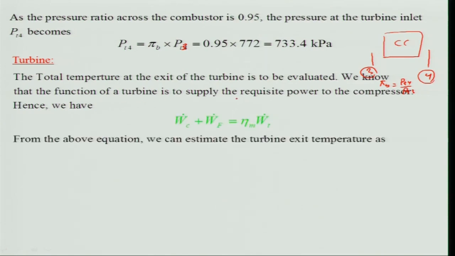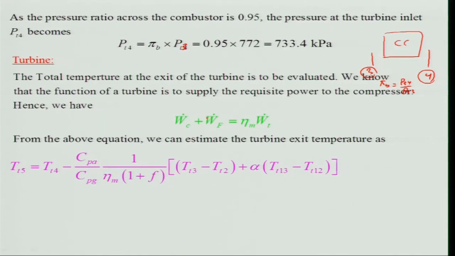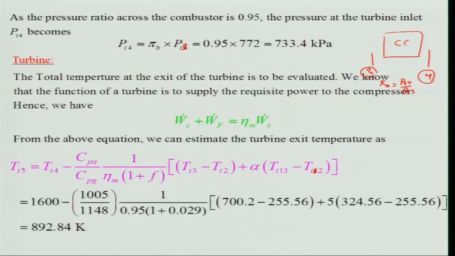We know that the function of the turbine is to supply the requisite power to the compressor and the fan. So, we can write down that the compressor work plus fan work will be supplied by the turbine, and there is a mechanical efficiency, which will always be lower than 1. If you write in terms of temperature and Cp, like enthalpy change, then you will arrive at this relationship: TT5 is equal to TT4 minus Cpa divided by Cpg eta m (1 plus f), then [TT3 minus TT2 plus alpha (TT13 minus TT2)]. When you substitute these values, you will get 892.84, because all these things we know: Cpg, eta m, f already evaluated, TT3 is evaluated, TT13 is evaluated. So, you just substitute in those values.